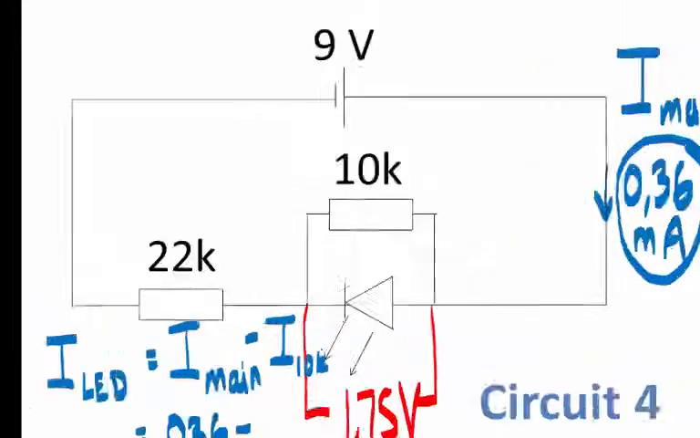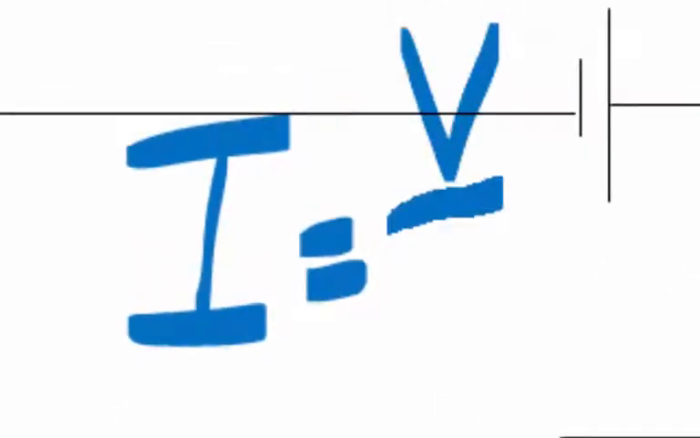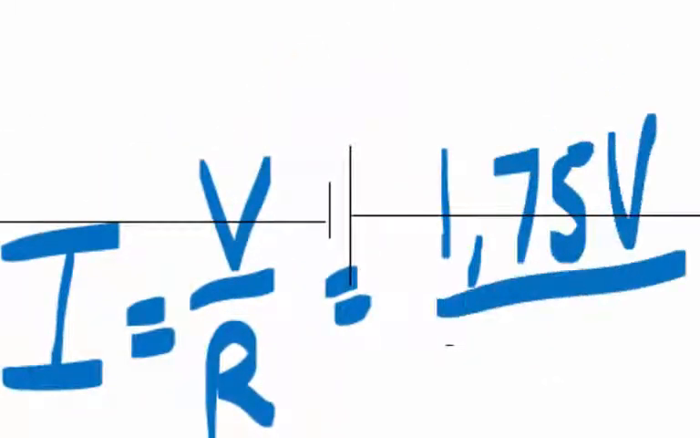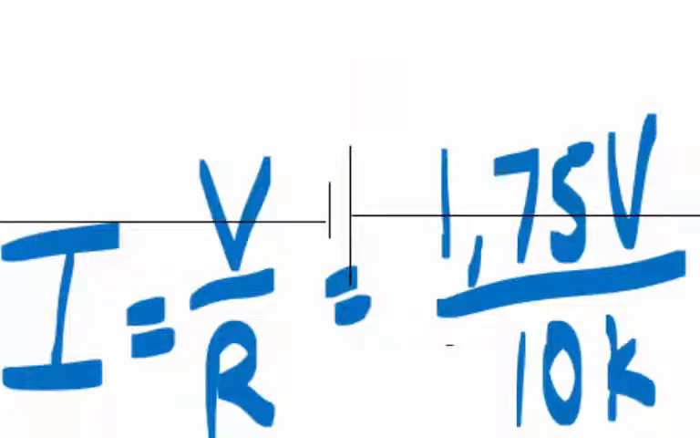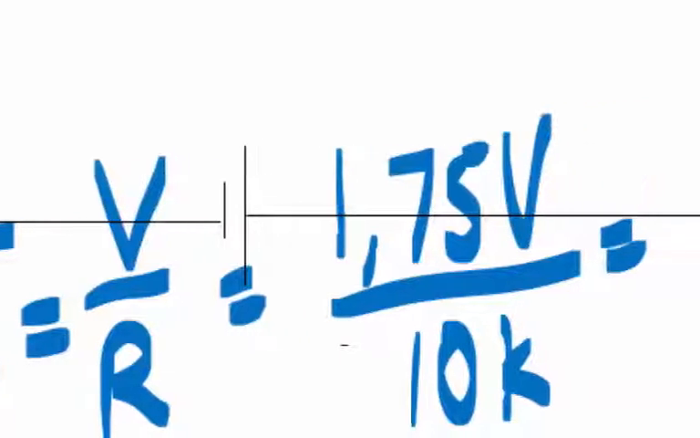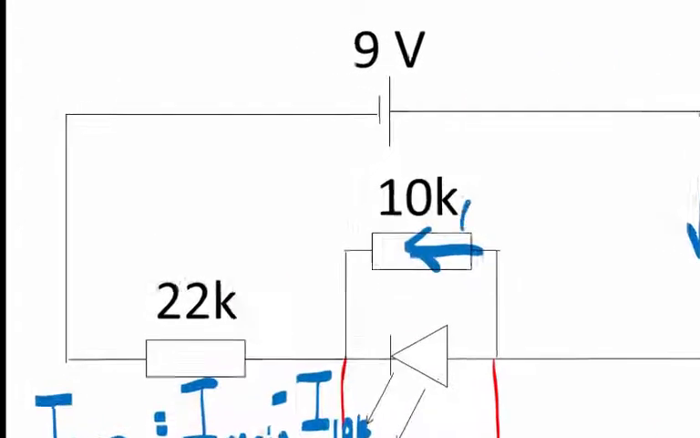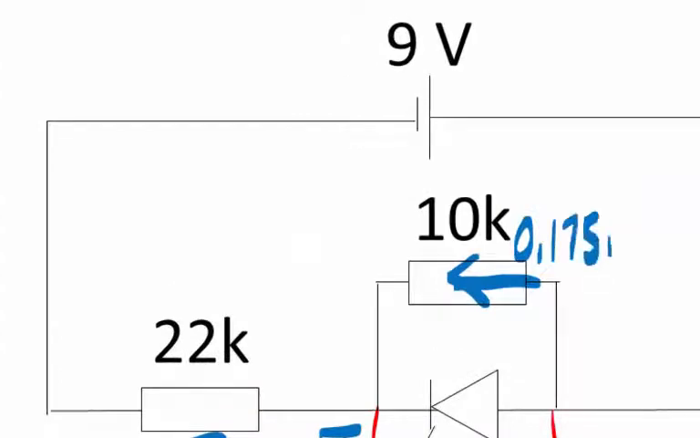We know that current strength is equal to potential difference over resistance. The potential difference is 1,75 volt. The resistance is 10K. When we divide volts by kiloohms, our answer is in milliamperes. If we divide volts by ohms, our answer is in amperes. So let's get our answer in milliamperes. 1.75 divided by 10, we don't even need a calculator. Of course, it is 0,175 milliamperes. So that is the current strength through the 10K resistor.